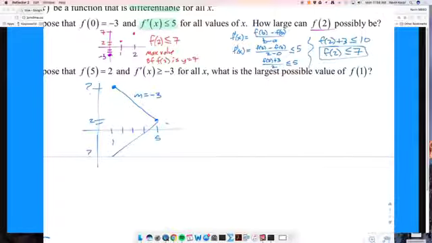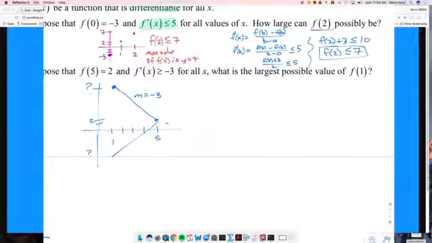So if you kind of drew it out, f of 5 is equal to 2. What's the biggest value it could be at 1? Well, you would want to come in not at the steepest slope, because at the steepest slope, you're going to have a positive slope, and that's going to make your value at 1 to be some negative number. So you actually want to come in at the minimum slope, which is -3, and work backwards to get the high value at 1. But maybe we don't even do it that way.